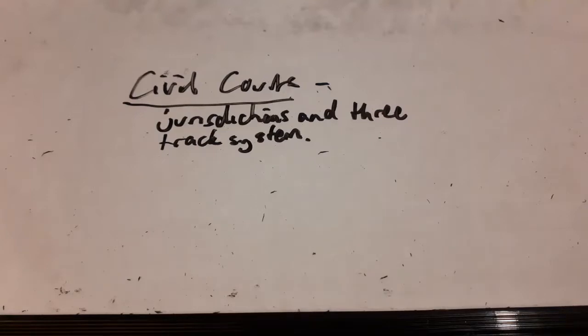In this video, I'm going to be looking at civil courts, the types of civil courts, the jurisdictions, and the three-track system. This is part of the topic of English legal system from paper 1 of A-Level Law. So, there are two types of civil court that we're going to be looking at today.